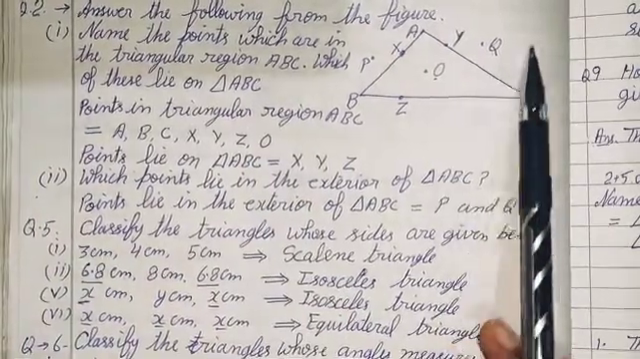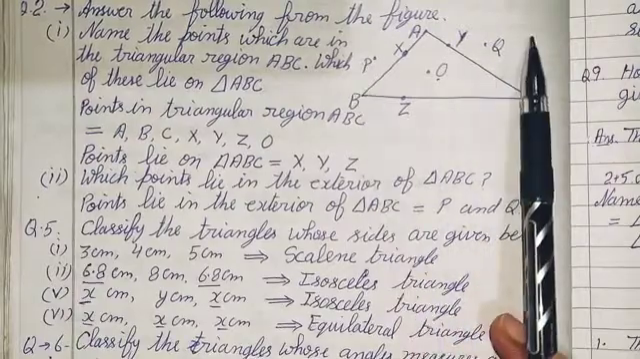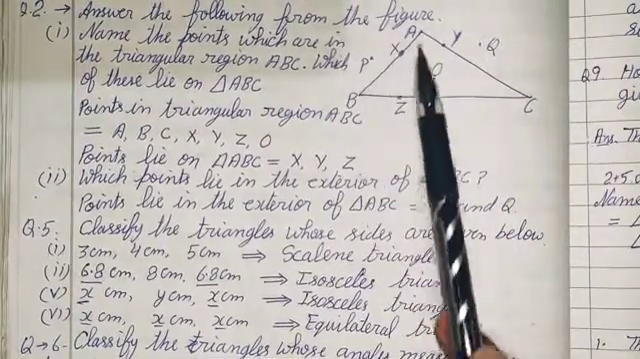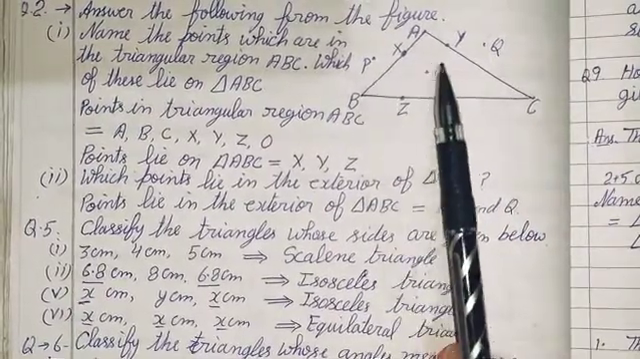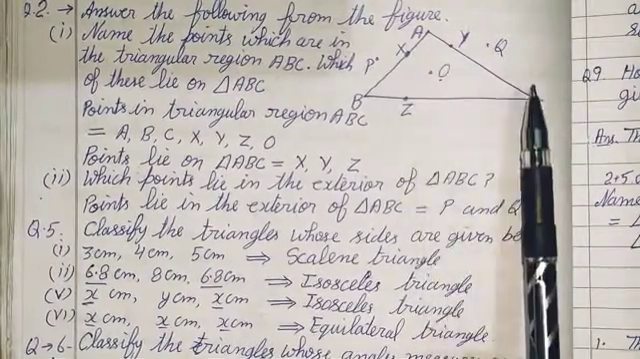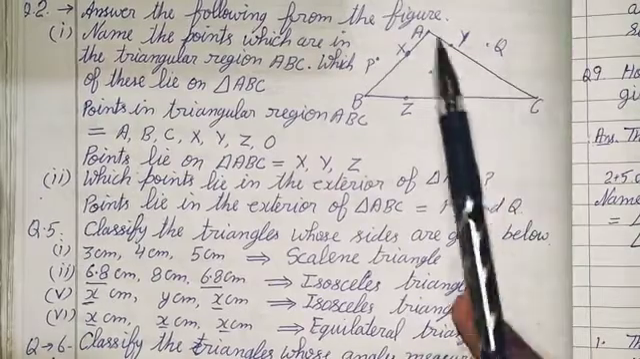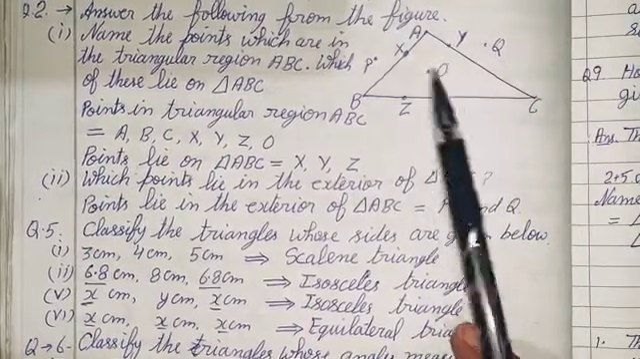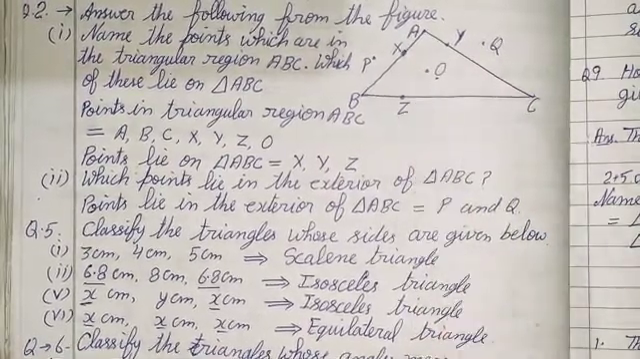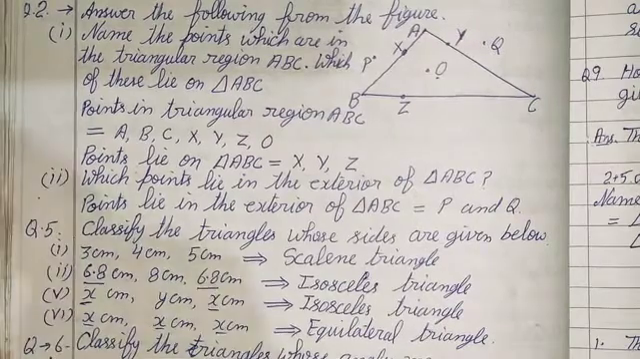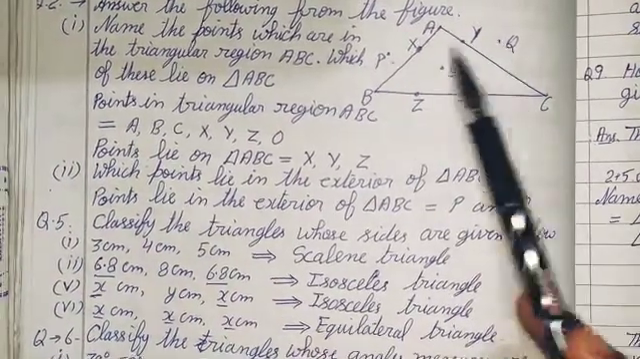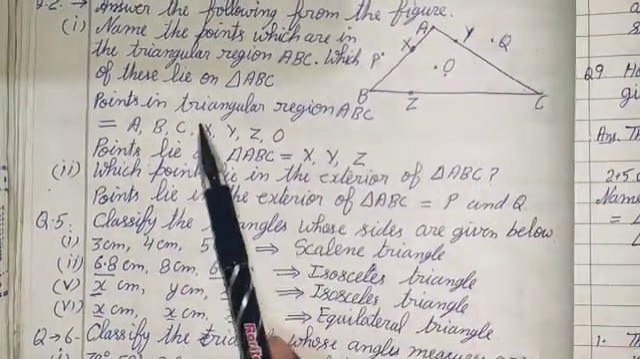The points which are in the triangular region means the boundary and the interior region. So the points are A, B, C, X, Y, Z, O. These points will also be included in it. These are in the triangular region. P and Q are in the exterior region, so they are not counted.